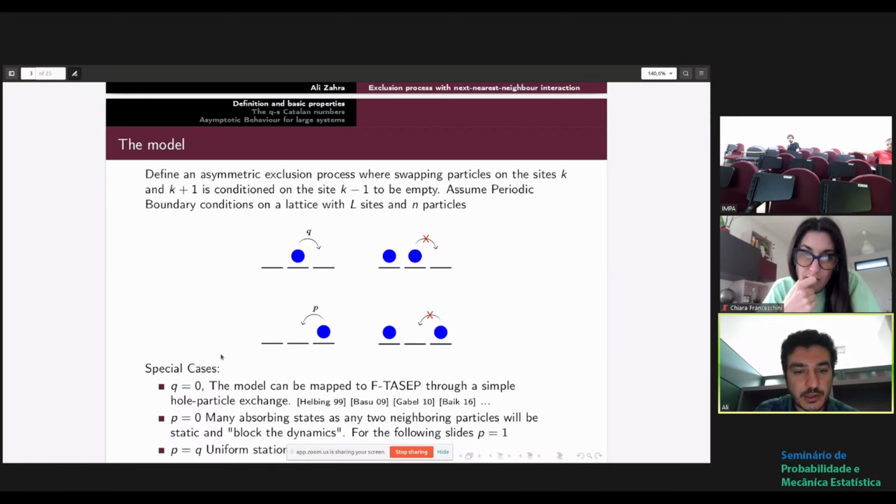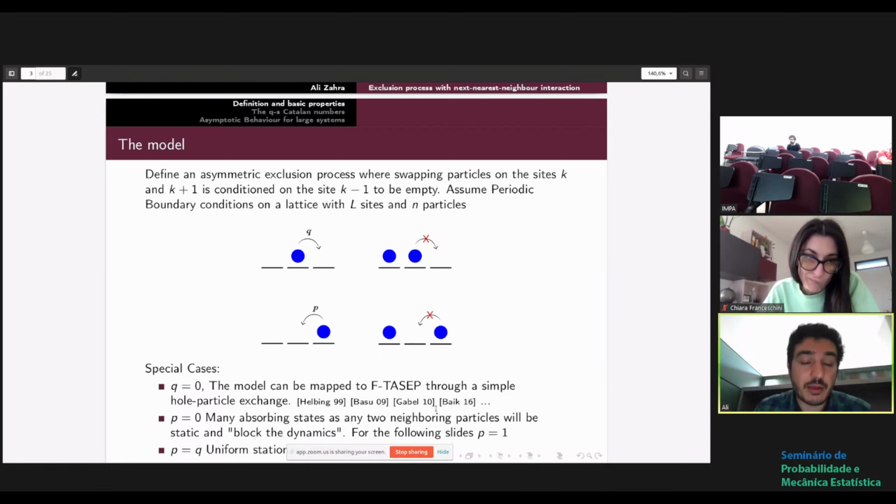Okay, so for this model, if you take q equal 0, so you have only backward jumps, you can map it to a facilitated exclusion process. You simply exchange the particles and holes and you exchange the direction of space. This facilitated exclusion model was introduced originally by Helbing in 1999, and then further studied by Basu, Gabel, and others on different occasions.